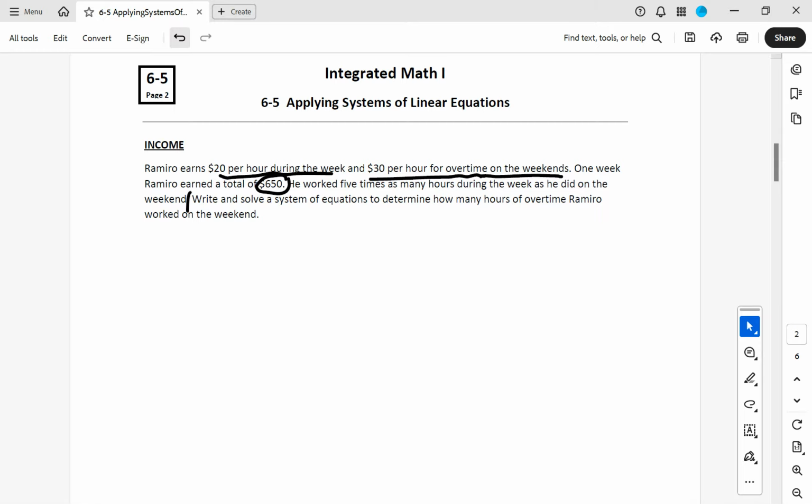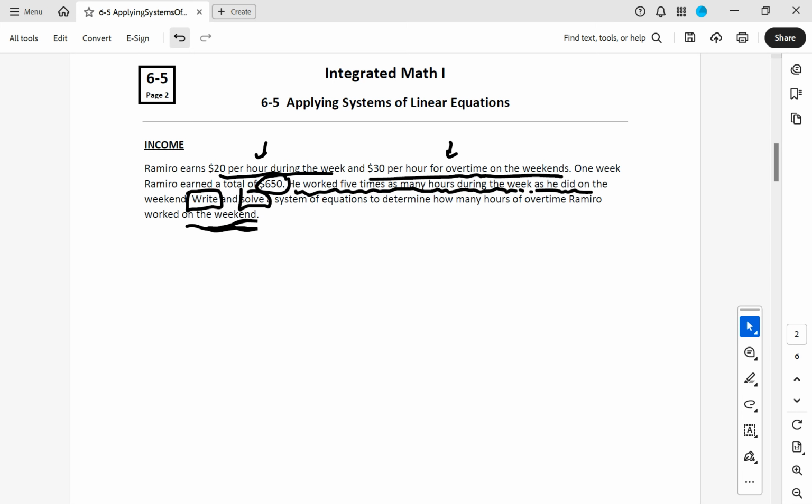Interesting there. We are going to write and solve a system of equations. So let's get that system of equations, and then we will look at this. We'll look at this part for one of the equations. We'll look at this part for the first one. This part and this part. So the amount of time he worked on the week, the number of hours on the week, and the number of hours on the weekend. Well, that's what we need to find because we want to know the answers to the weekend ones.